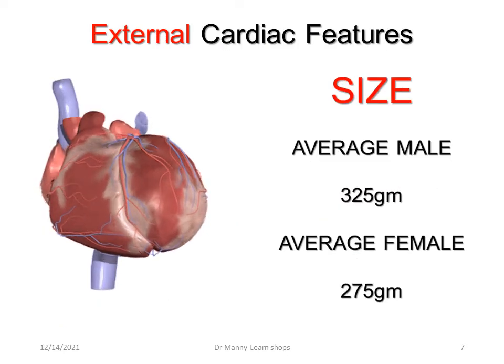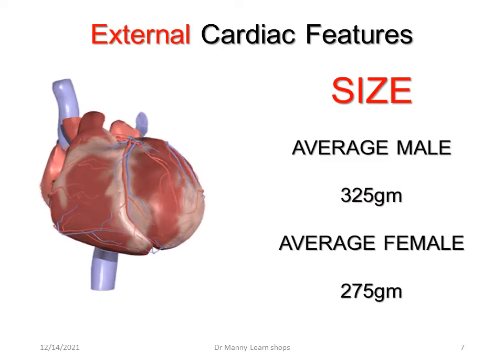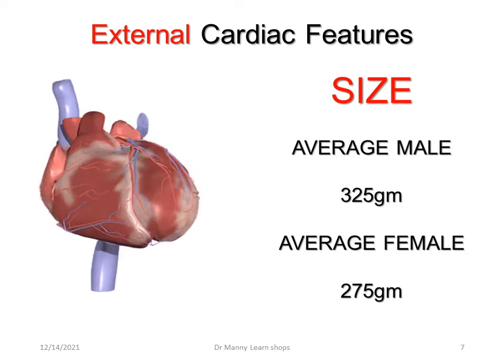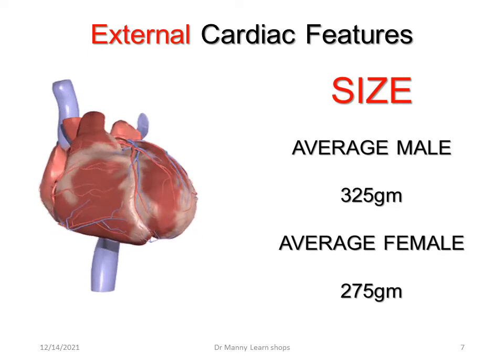Now, the external cardiac features are the size: on average, the male heart is 325 grams, the female 275 grams, and it's basically the size of an adult fist.